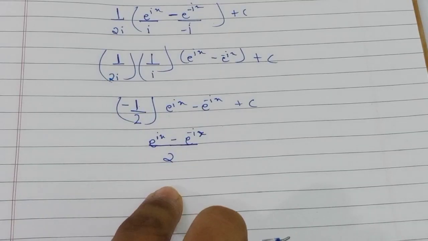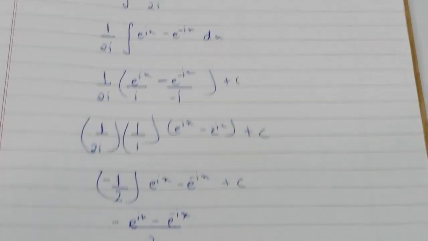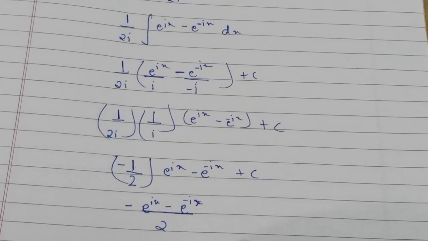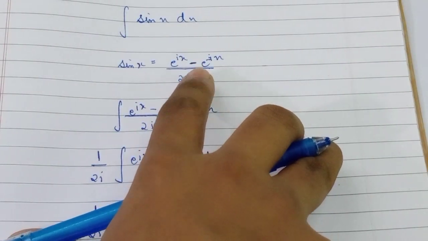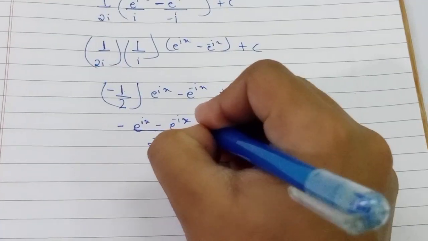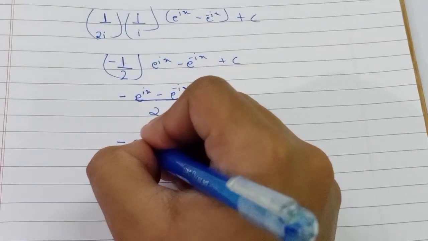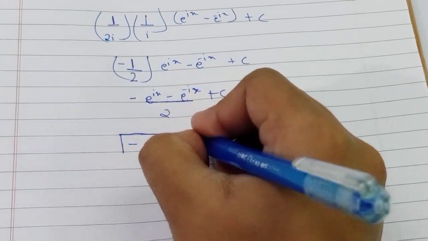Now this is the e to the x version of cosine x. Like sin x we have the formula e to the ix minus e to the negative ix all over 2i, and the same for cosine x, this is it, plus c. So we can say that this is negative cosine x plus c, and this is our final solution.